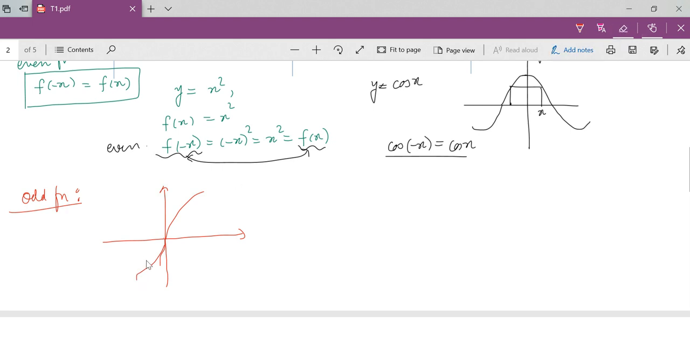Okay, so this pen is not working. Okay, I will draw a little better like this. Okay, so this is your odd function. Okay, so what is happening exactly here?